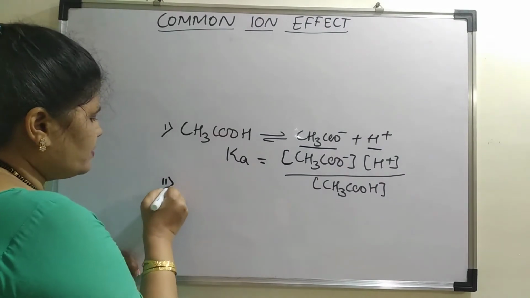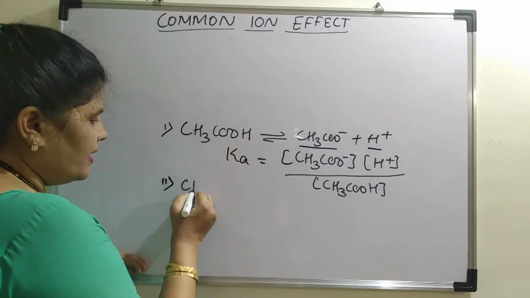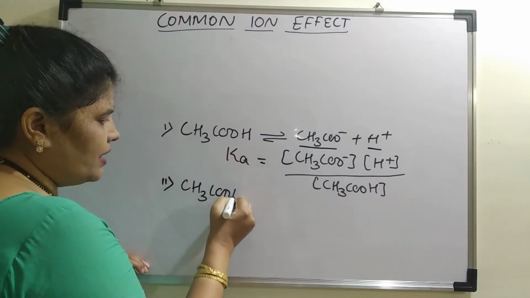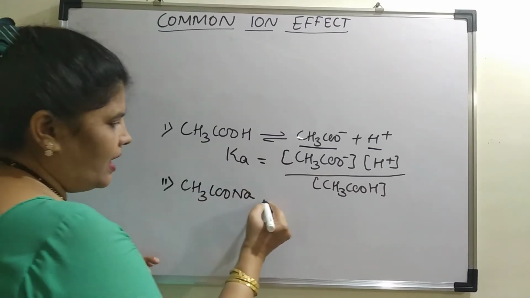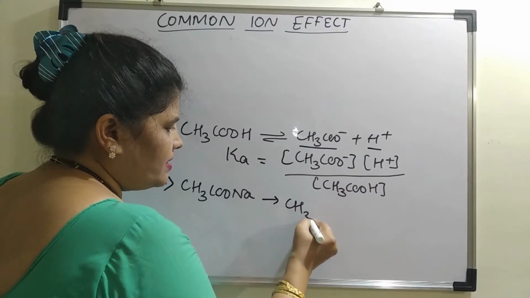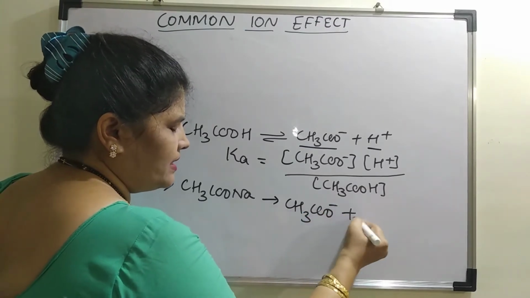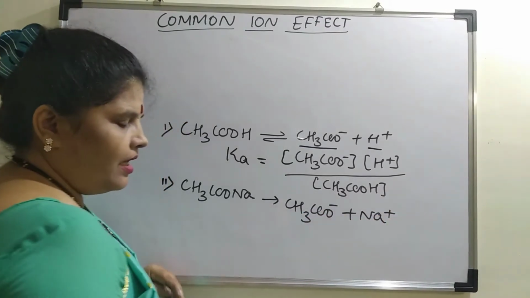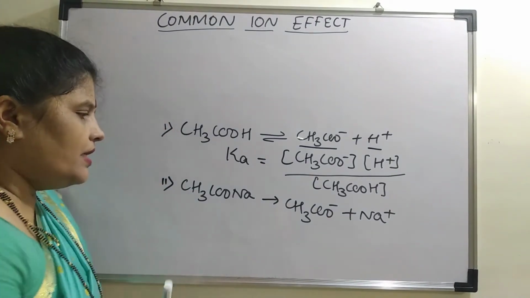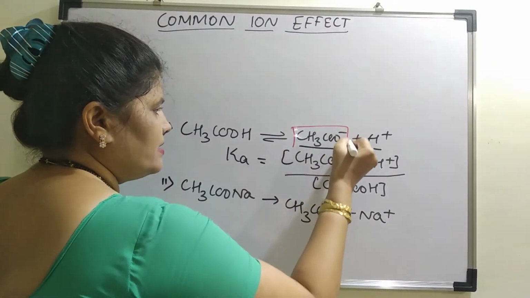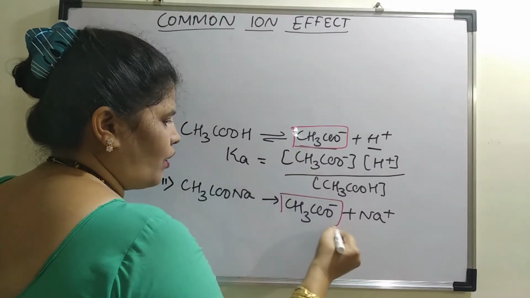So the next salt I am adding to this is CH3COONa, that is sodium acetate. How will it form the ions? CH3COO minus and Na plus. Now where is the common ion? The common ion here is CH3COO minus. You see this? This is having the common ion.